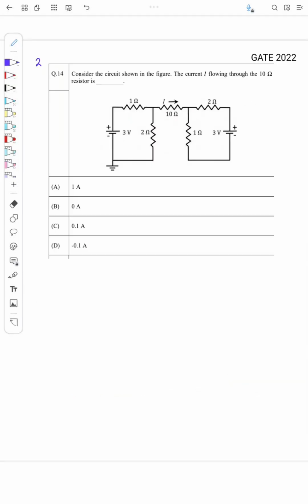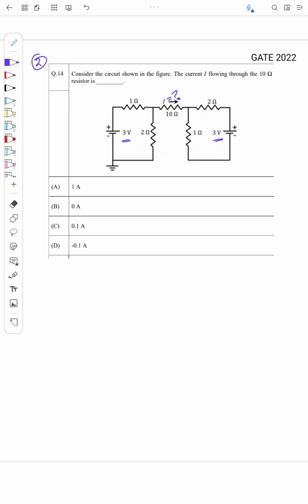This is the next question, again from GATE 2022. The question is: consider the circuit shown in the figure. The current I flowing through the 10 ohm resistor is, so I need to find what this current is. Again there are two voltage sources, 3 volt and 3 volt. How to find the current here? I will use superposition again.